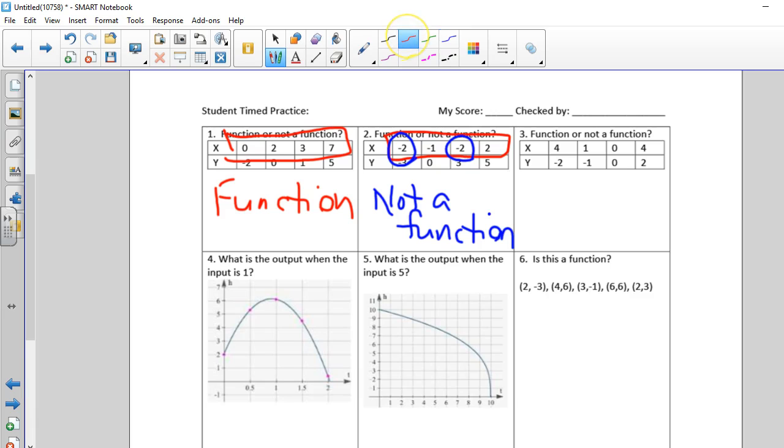Number 3, function or not a function? Look at your inputs. You should always box them so you can see them. 4, 1, 0, 4. No, that won't work because 4 is an input twice, and it can only be an input one time. So this one is also not a function.